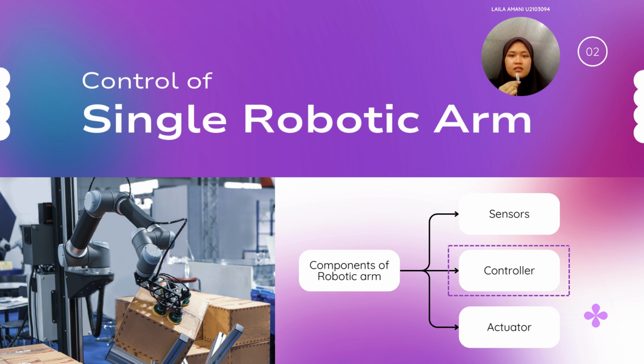This project studies the control of a single robotic arm. A single robotic arm consists of sensors, controllers, and actuators. The objective of this project aims to design a control system to regulate the movement of the robotic arm.